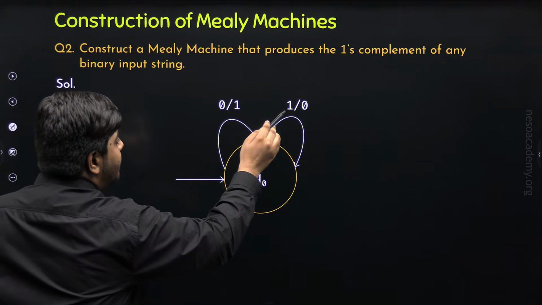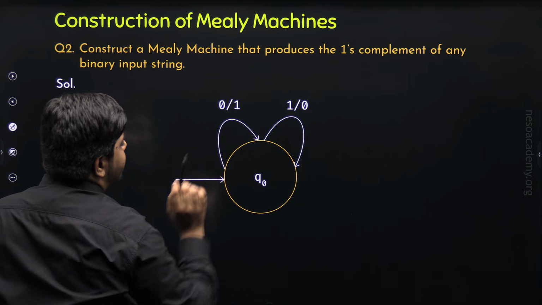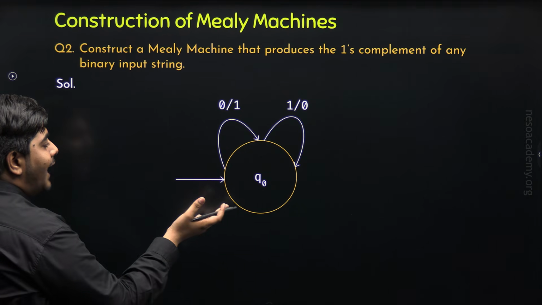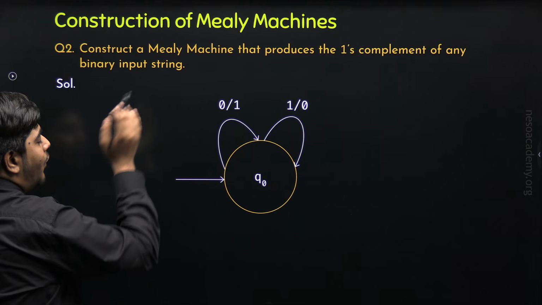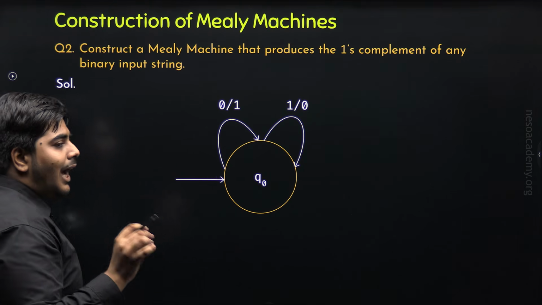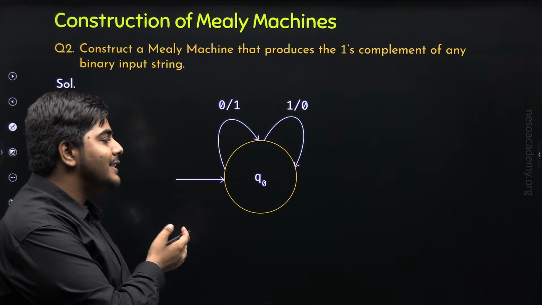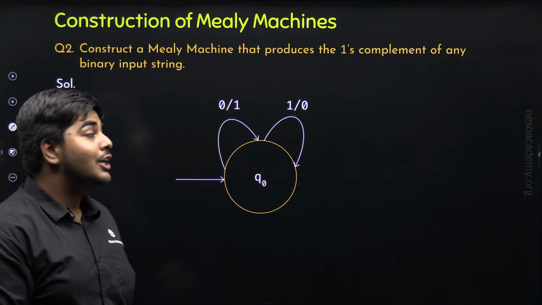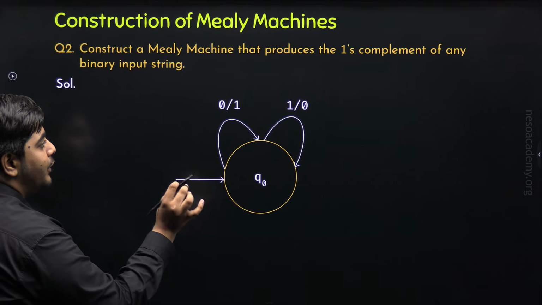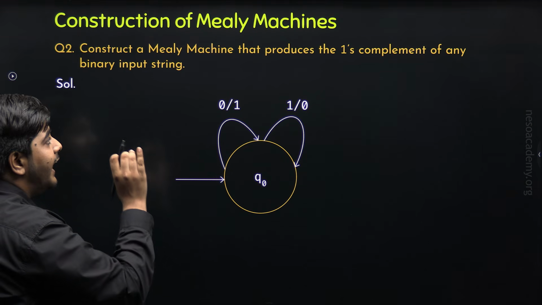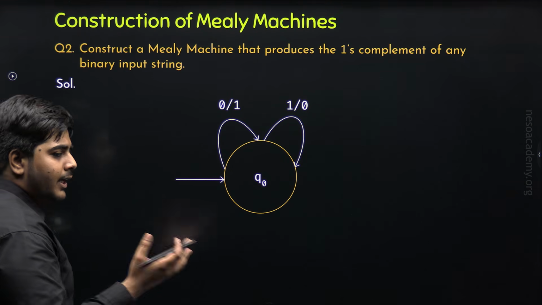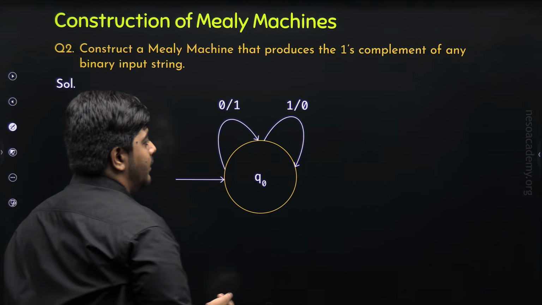And on getting the input symbol 1, the output symbol will be 0. And that is the required Mealy machine for this particular problem. I don't think in the whole TOC there would be something easier than this problem. So this is the Mealy machine that will produce the ones complement of any input binary string. Let's verify this with an input string.